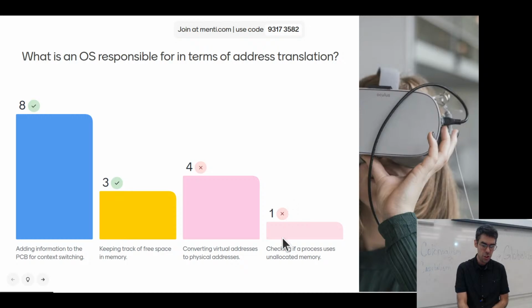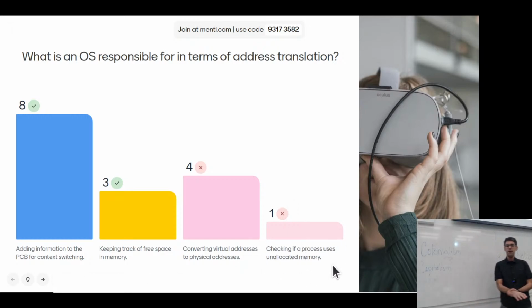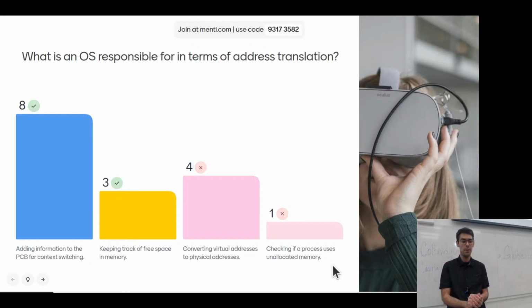The last part, checking if a process uses unallocated memory. Again, our OS is responsible for handling that situation, but it is not responsible for checking to see if it is an invalid access. Our OS doesn't know that you've caused a segmentation fault, but it sure knows what to do when it's told that a segmentation fault has happened with your code.